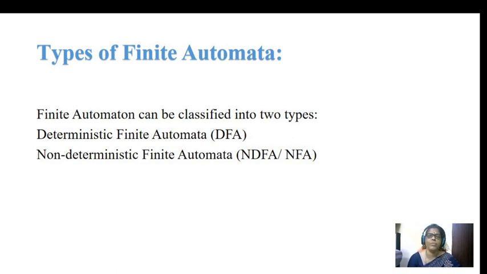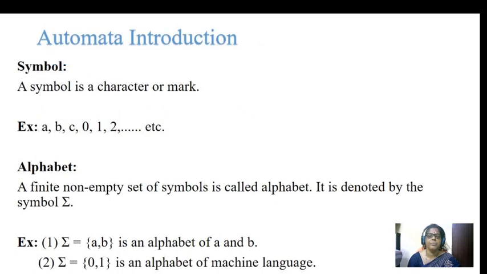Okay, so here are the types of finite automata. Two types of finite automaton are there. One is the deterministic finite automaton, which we call DFA. The other is the non-deterministic finite automaton, which we call NDFA. Okay. So here I want to introduce a few definitions before going to the automaton briefly.